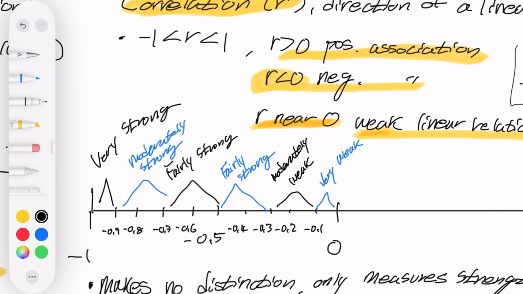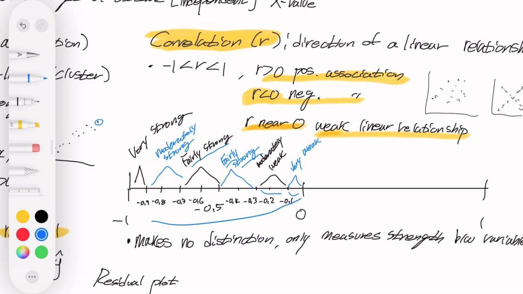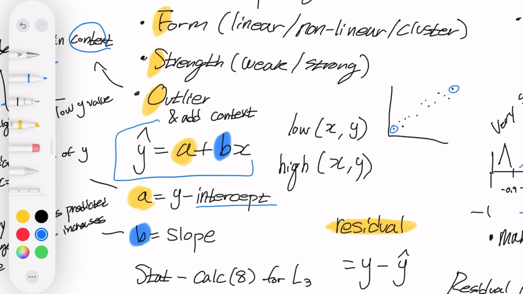To figure out the strength, you just need to remember these few factors. If it's between 0 and 0.1, it's very weak. If it's between 0.1 and 0.3, it's moderately weak. 0.3 to 0.5 is fairly strong. 0.5 to 0.7 is fairly strong. 0.7 to 0.9 is moderately strong. And 0.9 to 1 is very strong. And that applies to both sides. So remember that.